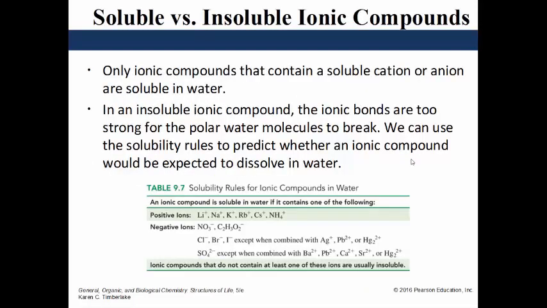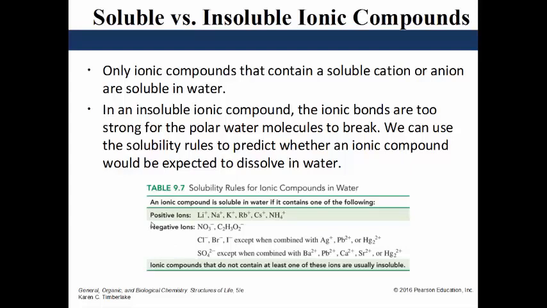Alright, next we'll compare soluble versus insoluble ionic compounds. Only ionic compounds that contain a soluble cation or anion are soluble in water. In an insoluble ionic compound, the ionic bonds are way too strong for the polar water molecules to break apart. So we can use the solubility rules to predict whether or not an ionic compound would be expected to dissolve in water or not. Here's a table for the solubility rules for ionic compounds in water.